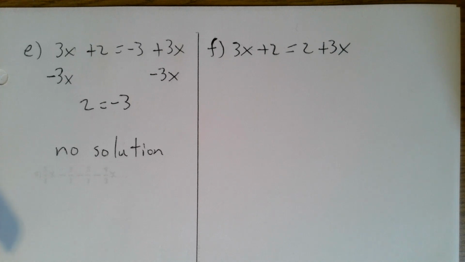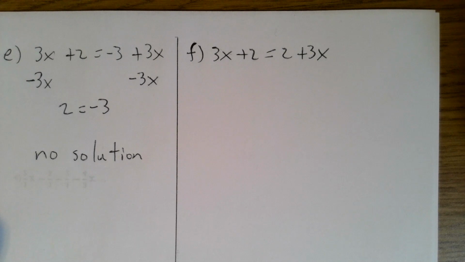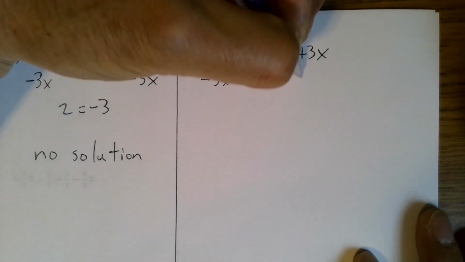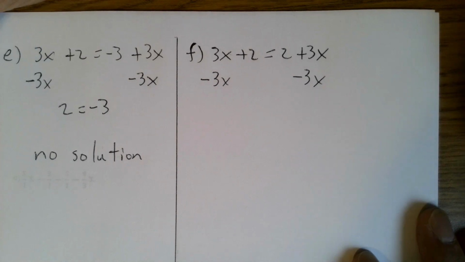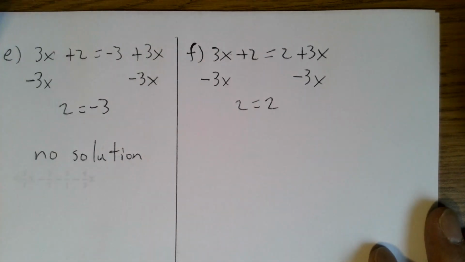Okay, let's have a look at f. F looks pretty similar here, but a little bit different. So let's again start by subtracting 3x from both sides. And this time I end up with 2 equals 2. Which is true.